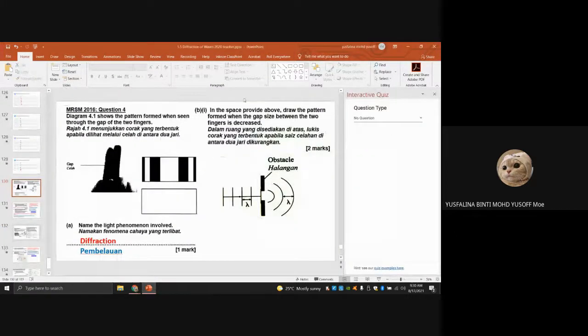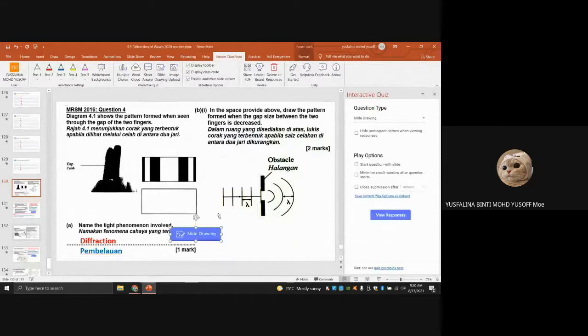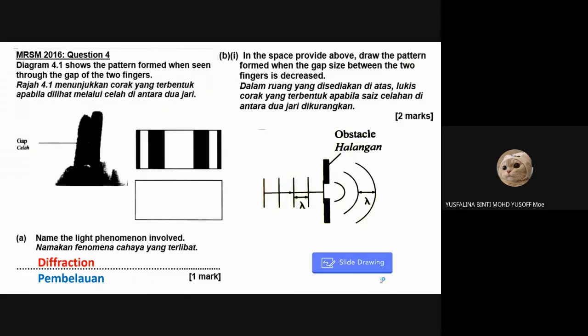I want you to draw. It says here, in the space provided above, draw the pattern formed when the gap size between two fingers is decreased. So we already learned the diffraction of light, right? What happens when the size of the slit is increasing? What will happen to the size of the fringes in the middle? Will it be smaller or wider? So this one I want you to draw, based on this.